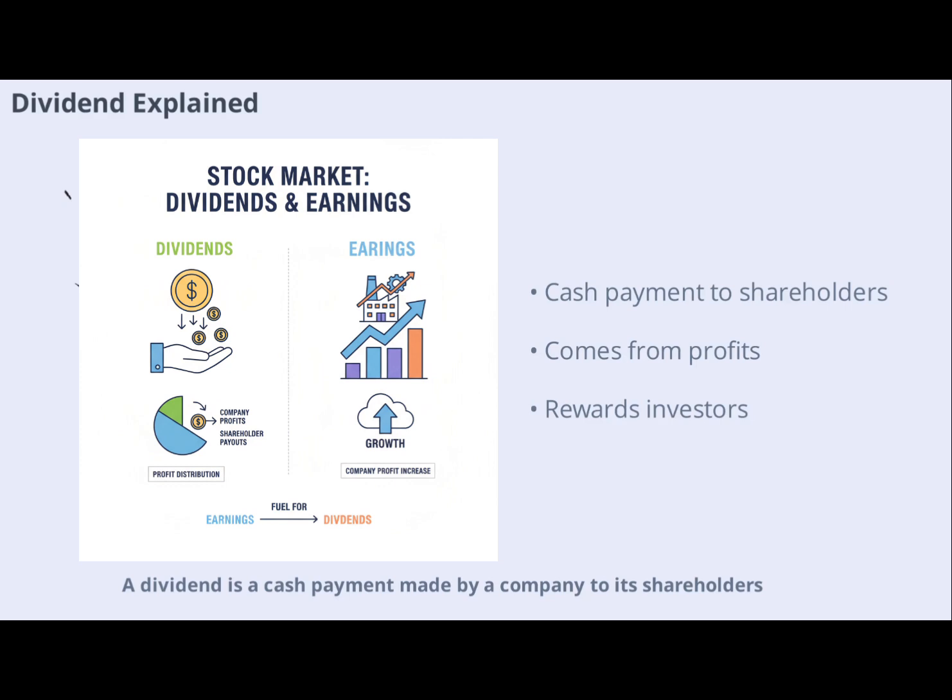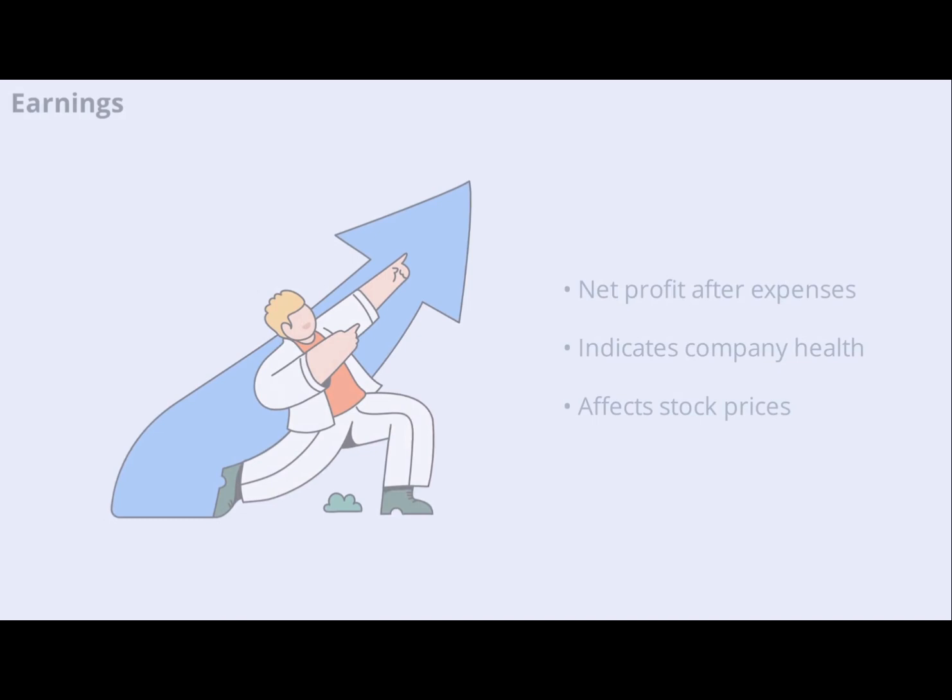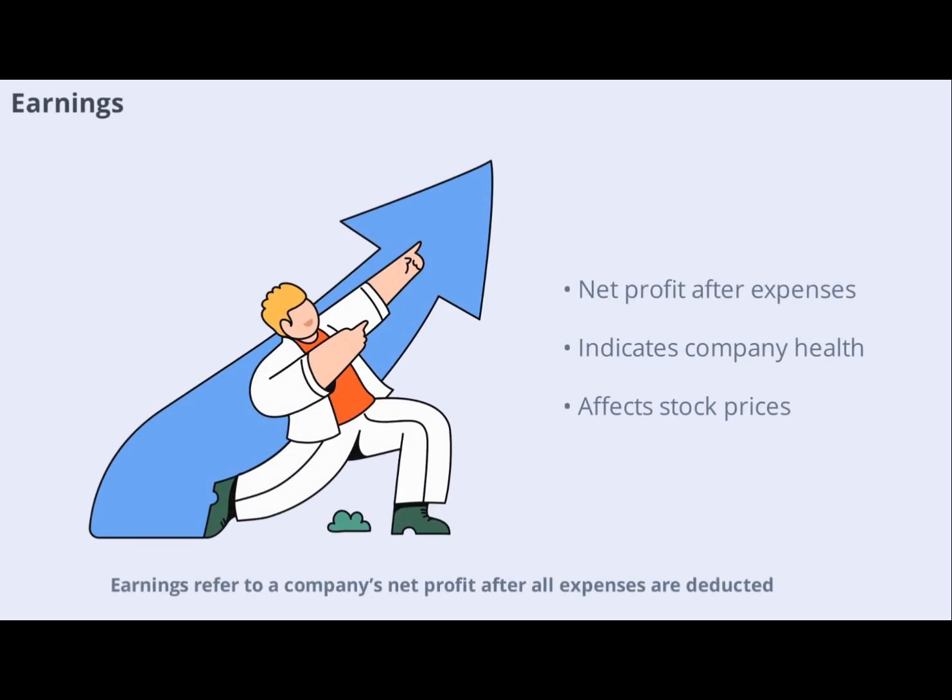A dividend is a cash payment made by a company to its shareholders, usually from its profits. It's a way for companies to reward investors for their trust and support. Dividends can provide a steady income stream, especially for long-term investors, and are an important factor to consider when evaluating stocks.